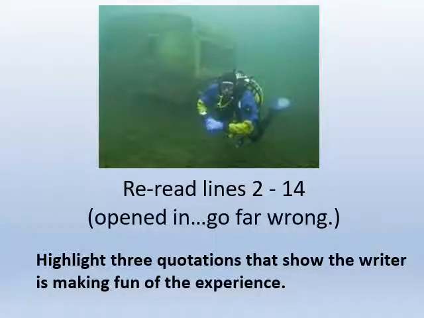Right. Anyway, back to our analysis. Now, read lines 2 to 14. They start with "opened in" and finish with "go far wrong". That's the piece of text you need to be looking at. Now, you need to be careful about this, because in GCSEs you're asked to look at certain parts of text, and if you look at the wrong part, you simply don't get any marks. So the first thing you do is highlight in some way the piece that you need to be looking at. So that's lines 2 to 14, and look in there for three quotations that show the writer is making fun of the experience.